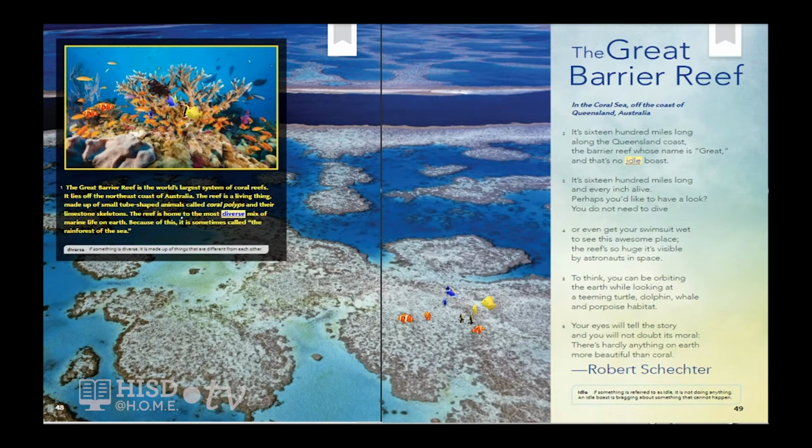In the Coral Sea off the coast of Queensland, Australia, it's 1,600 miles long along the Queensland coast. The barrier reef, whose name is Great, and that's no idle boast. It's 1,600 miles long and every inch alive. Perhaps you'd like to have a look. You do not need to dive.